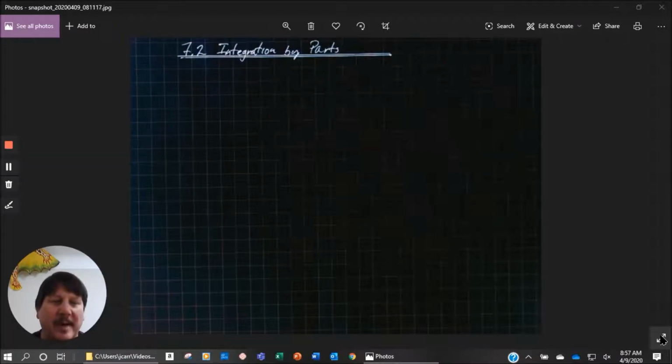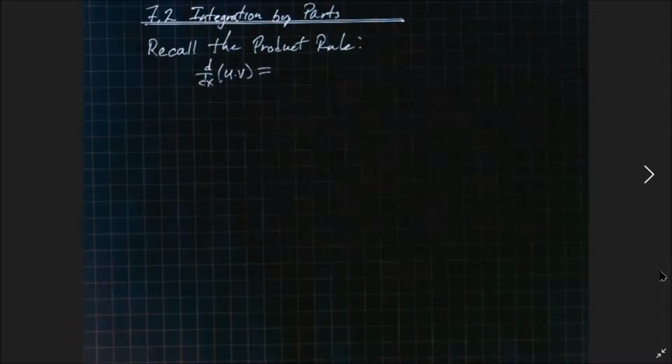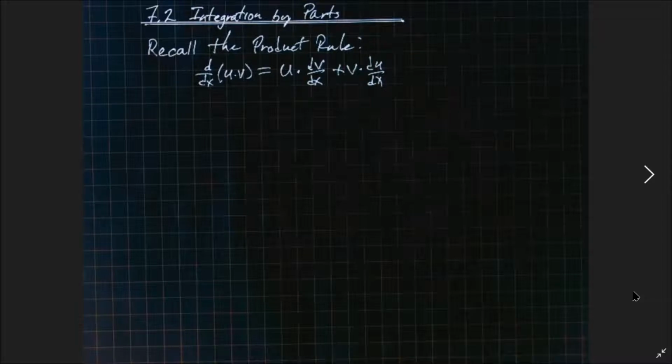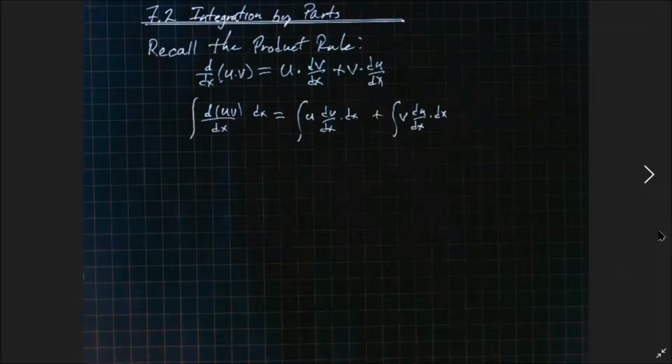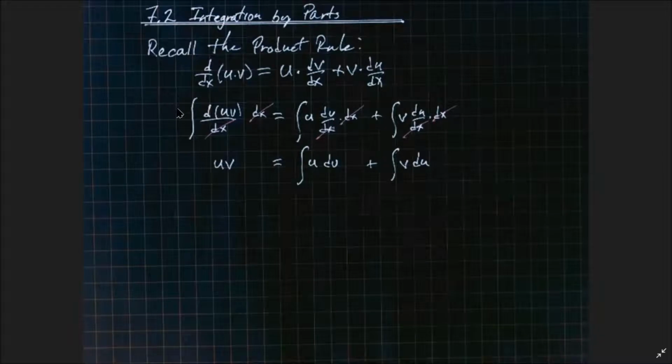So let's remember what that product rule was. Let's see, the derivative of u times v. So that's a product. We'll do u times the derivative of v plus v times the derivative of u. So we're going to use that and just go ahead and integrate both sides of that equation with respect to x. And of course, we have things that will cancel off here, so we'll cancel those off and then just kind of simplify a little bit. So the antiderivative of the derivative cancels itself off, so we're just left with uv and then two other integrals.